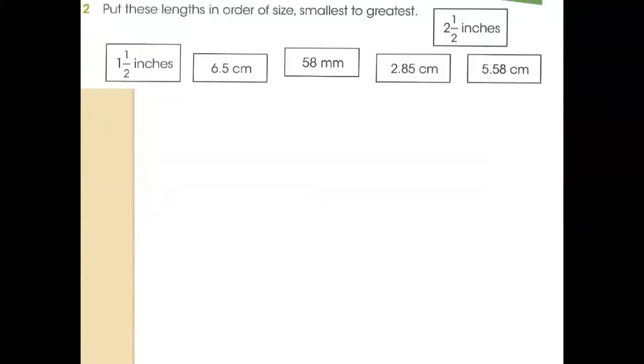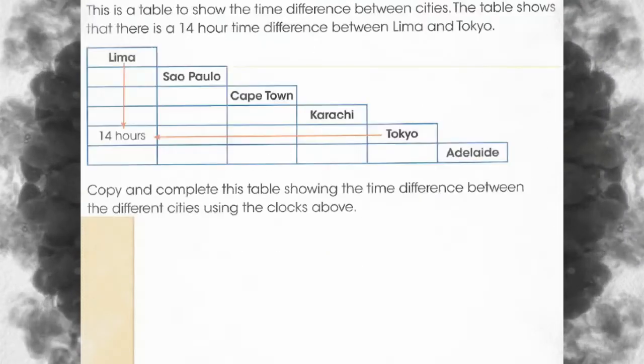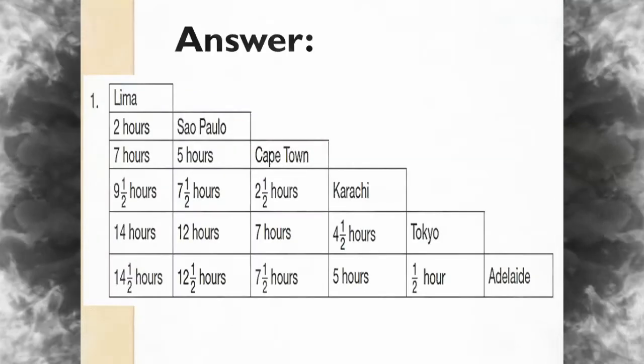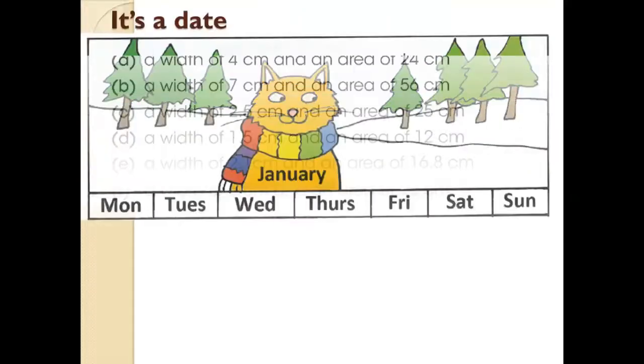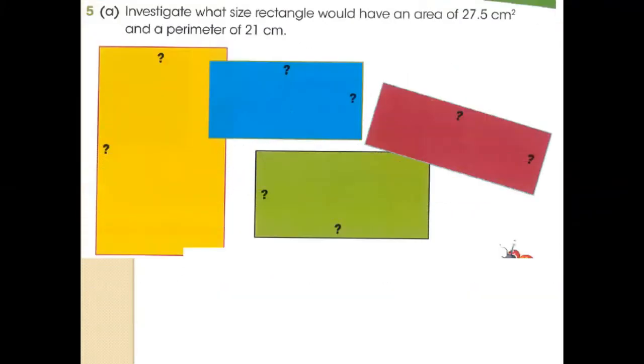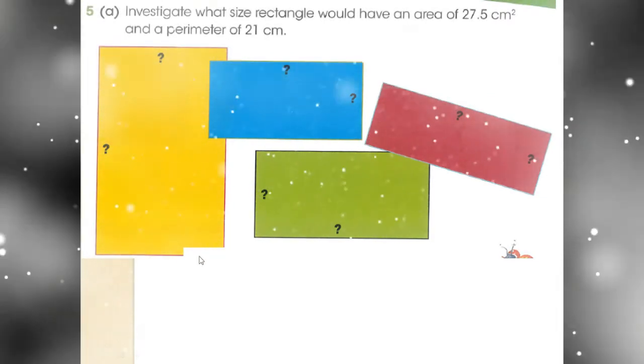Now, today we will start the last question of the same topic that we studied yesterday, that is area and perimeter. Now, question number 5 here. In this question, investigate what size rectangle would have an area of 27.5 centimeters square and perimeter of 21 centimeters. So we are just measuring, okay?